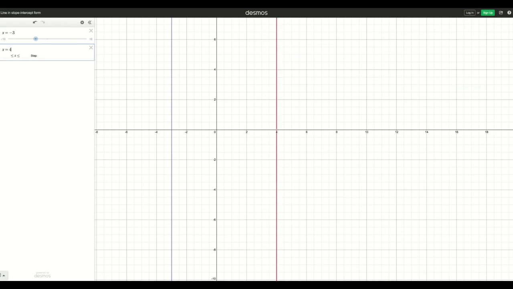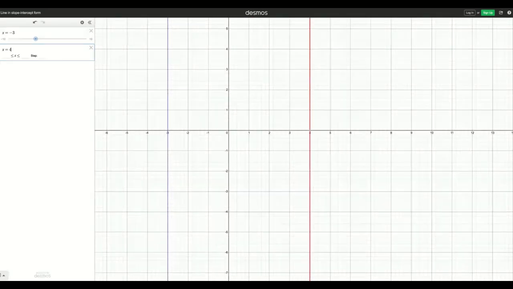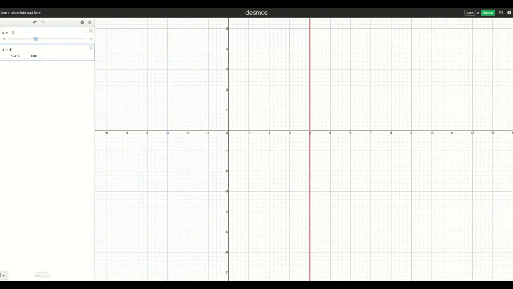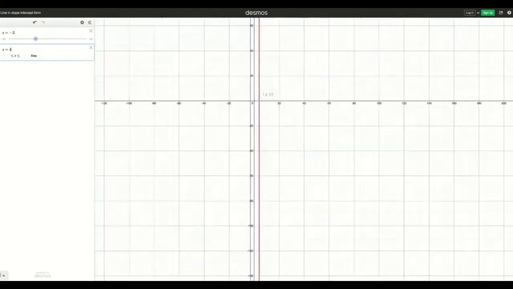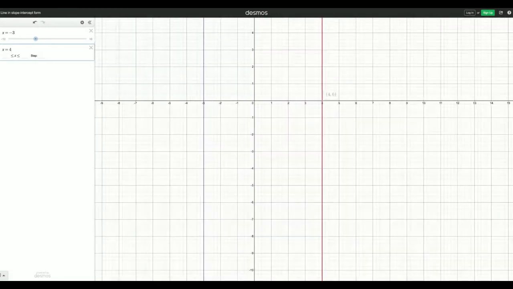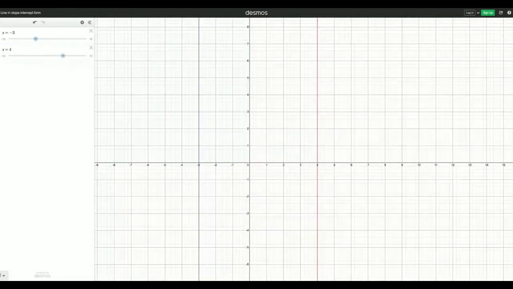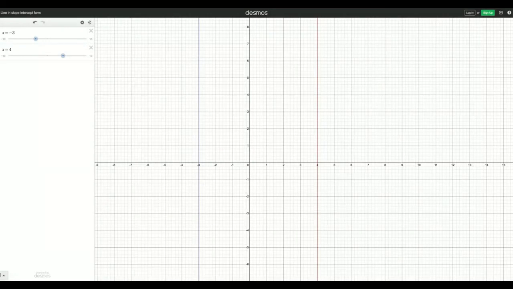Once again, you see here x equals -3 and x equals 4. If you zoom out, right, what's happening to the two lines? They're not crossing, right? They're parallel. So that's the way you can determine parallel lines in a coordinate plane. One is vertical lines, the other one is horizontal lines as well.